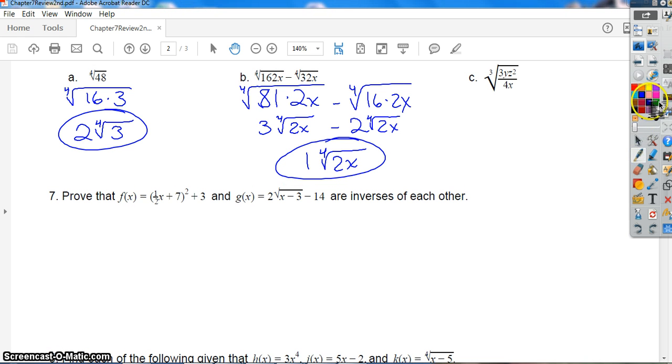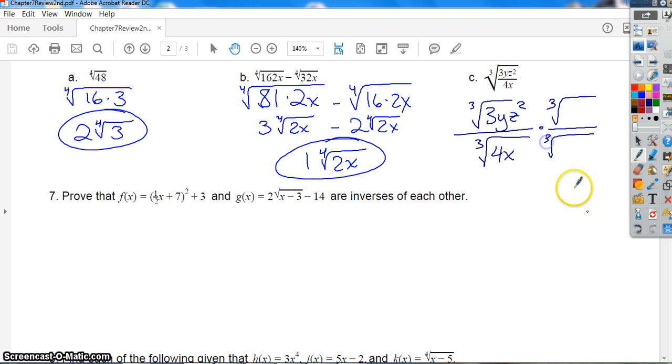And then in C, basically I have the cube root of 3y is z squared. That cannot be broken down. 4x can't stay where it is. I needed to find something that I can multiply that by, which I can take the cube root of later. So if I multiply 4 times 2, I get 8. 8 I can take the cube root of. And I'm going to multiply x by the x squared. So multiply top and bottom by 2x squared.